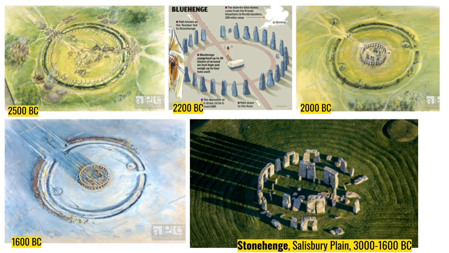And then finally, in the last phase around 1600 BC, the builders reintroduced the bluestones into the design, adding a ring inside the trilithons and another outside the sarsens.